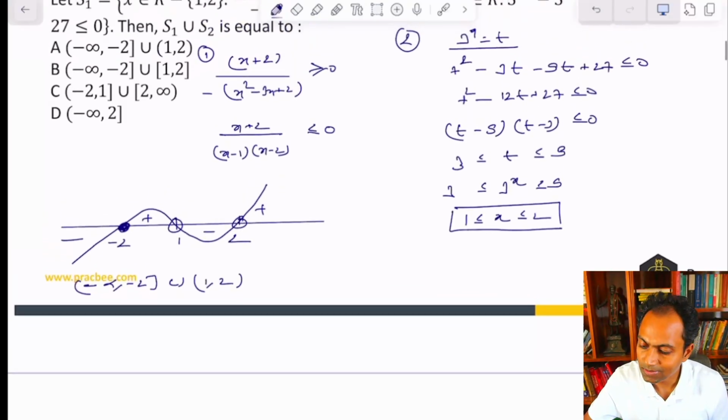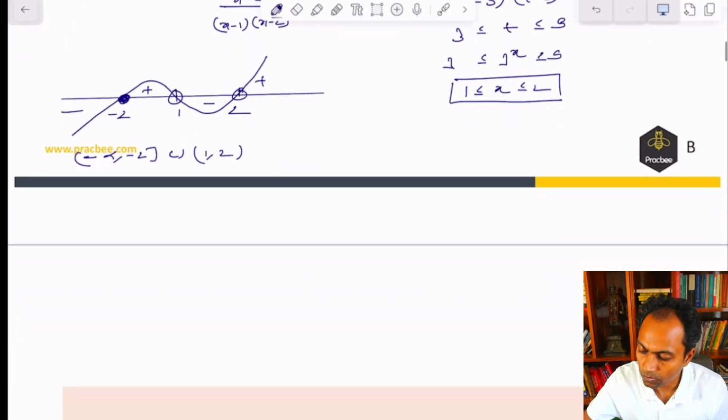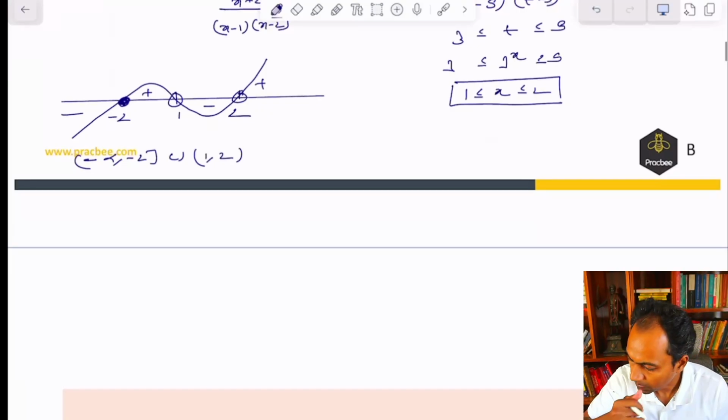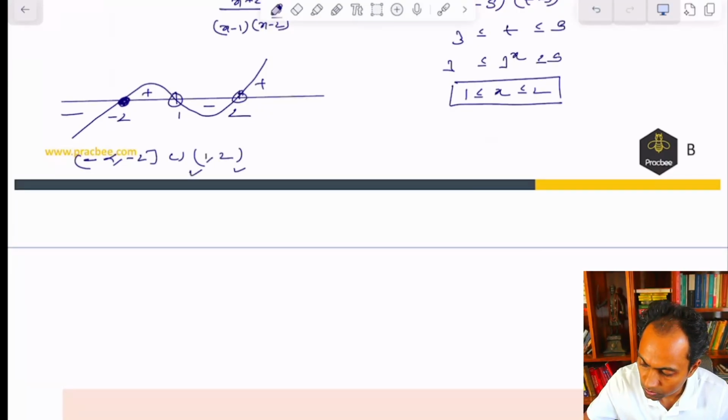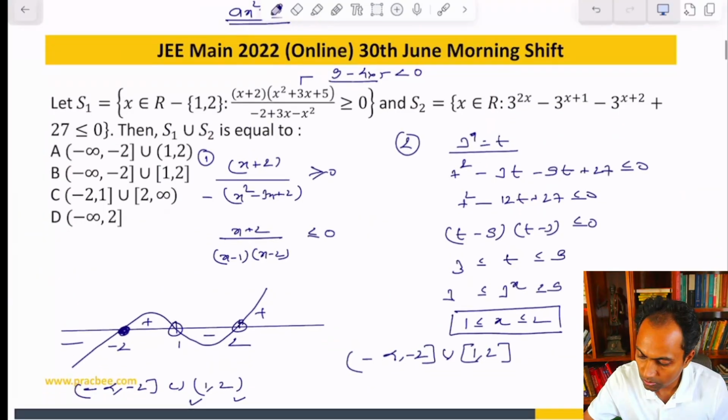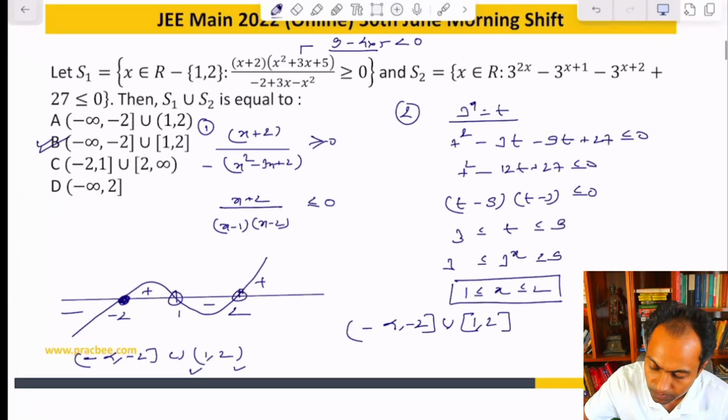Now what they are asking in the second part is, what is the union of both of these? So you can see that for the union, the only thing that will get added is the endpoints at 1 and 2. So my answer will become minus infinity to minus 2. Infinity can't be included, minus 2 is included, and then 1 and 2 are also included because I have taken the union. Let us see. You can see that option B matches.